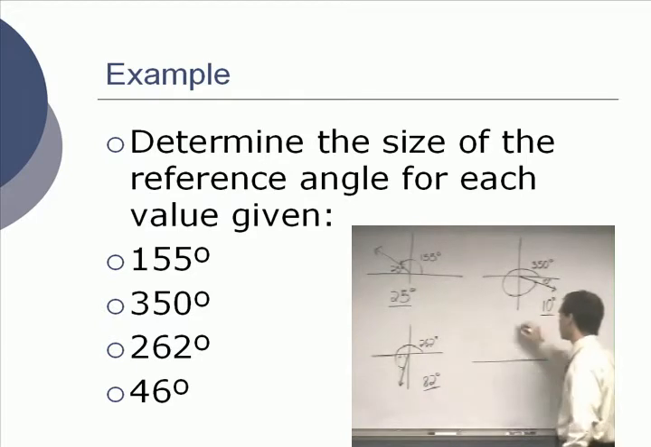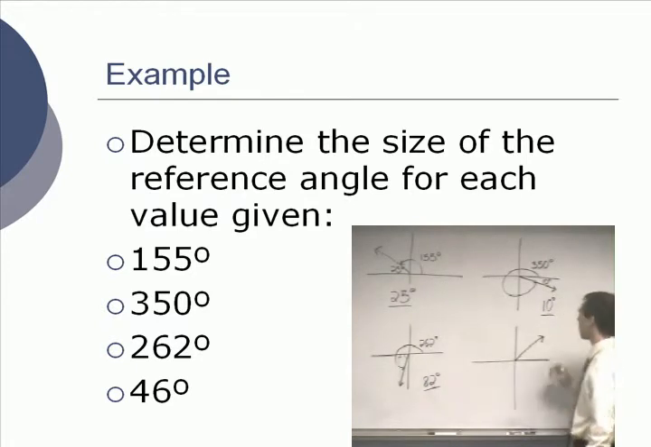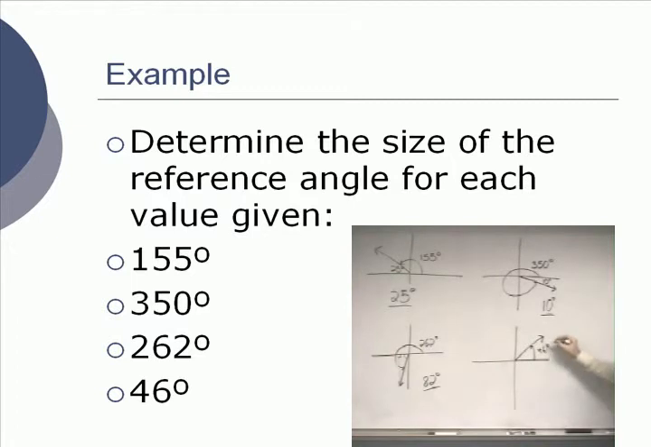Last one, 46 degrees. That puts us up here in the first quadrant. If that's a 46 degree angle, your reference angle has got to be 46 degrees. There's our reference triangle, and that reference angle is 46 degrees. So we found our reference angle for each one.